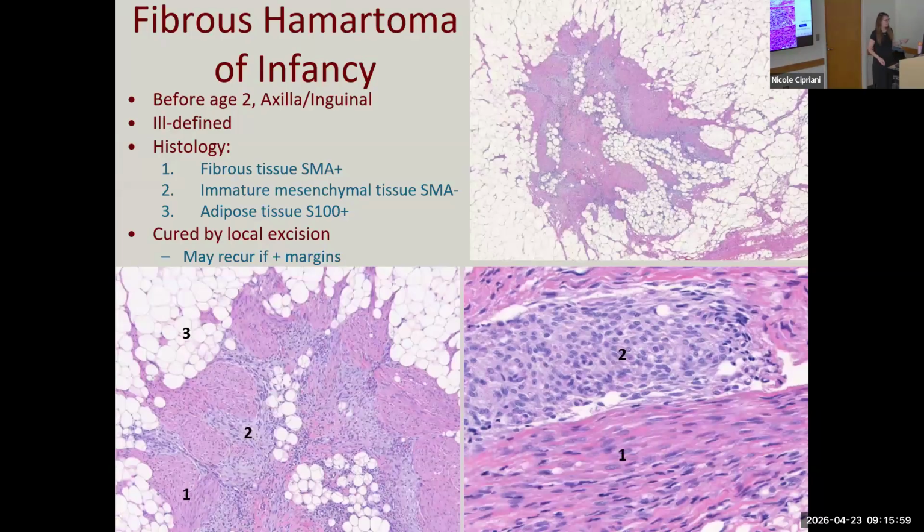All right, FHI, fibrous hamartoma of infancy, axilla and groin of young kids, again with this triphasic appearance of very bland myoid cells that are spindled, these more primitive, plump, almost glomoid cells, and then fat.